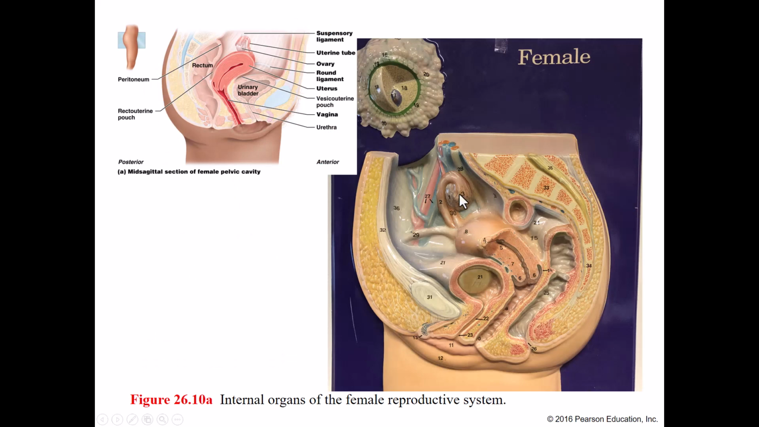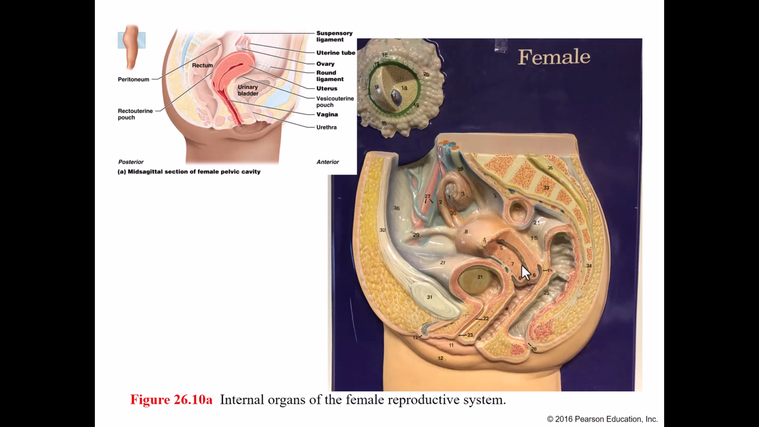Here is the model in lab where you can see these features. So your round ligament, the fimbriae, and we'll look at these closer in the next diagram. The uterine tube, the ovary, and this is our ovarian ligament. This is the fundus of the uterus.